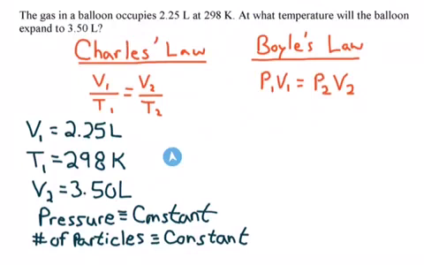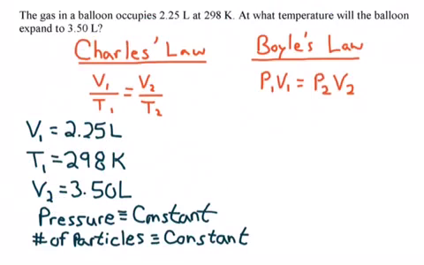Okay. Now, with this given information, I have 2 volumes and 1 temperature. So it's pretty obvious that I need to use Charles' law to solve this problem. So I'm going to plug in the first volume in for V1, the first temperature in for T1, and I'm going to plug in the second volume in for V2. And then our only unknown is going to be the temperature 2, which just happens to be the temperature that the balloon will expand to 3.50 liters.